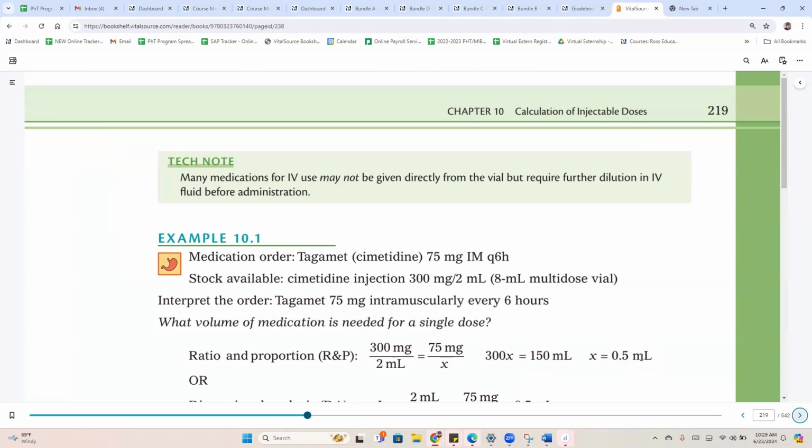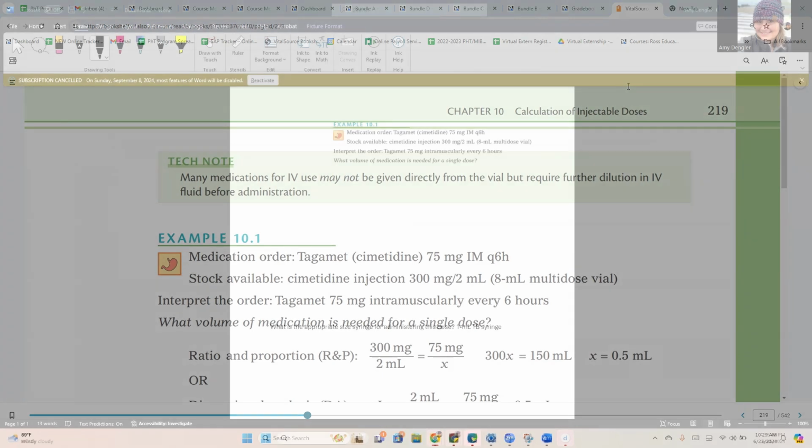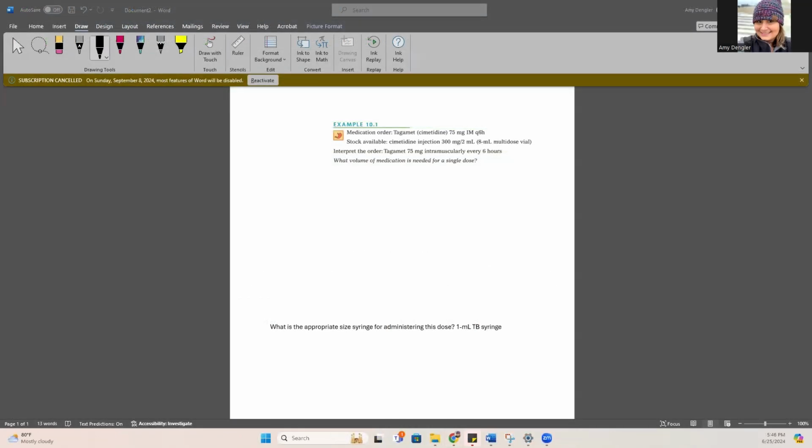All right, so let's dive right into example 10.1. We have a medication order for Tagamet cimetidine, 75 milligrams IM every 6 hours. In stock, we have cimetidine injection, 300 milligrams per 2 ml, in an 8 ml multi-dose vial.